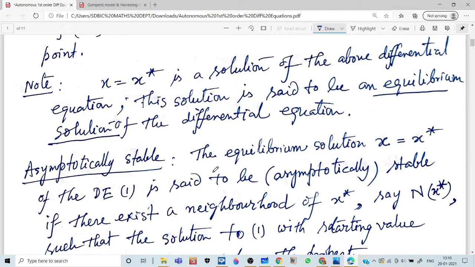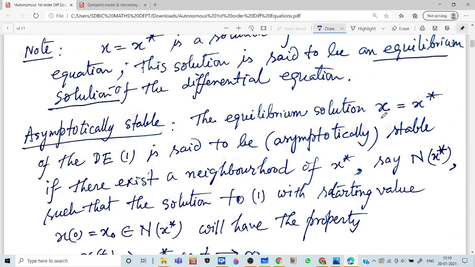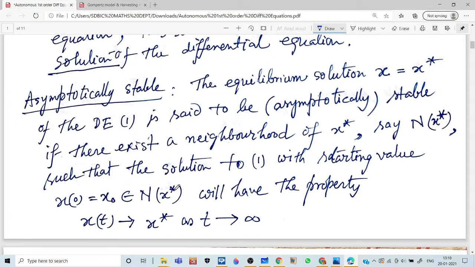Now some definitions: asymptotically stable, unstable, and so on. The equilibrium solution x is equal to x star of the differential equation 1 is said to be asymptotically stable if there exists a neighborhood of x star, say N(x star), such that the solution to 1 with starting value x0 belonging to the neighborhood N of x star will have the property x(t) tending to x star as t tends to infinity.